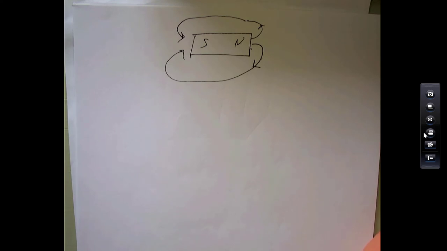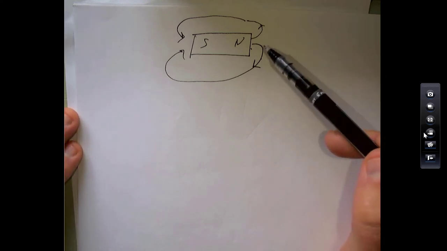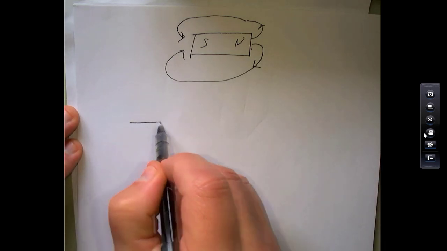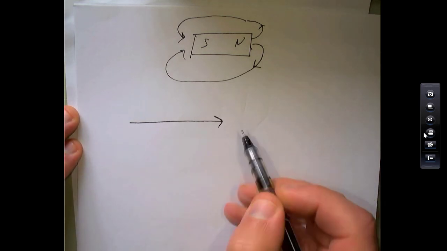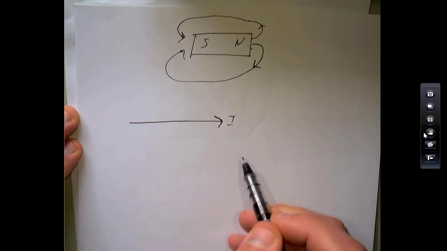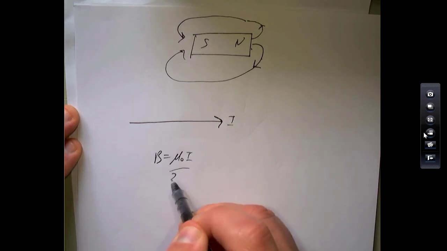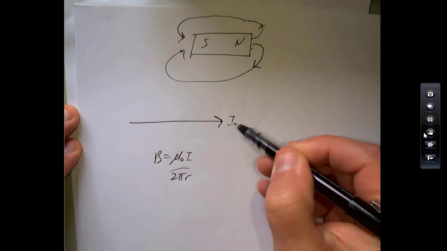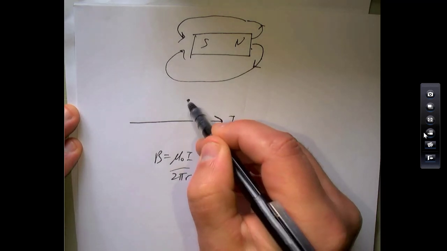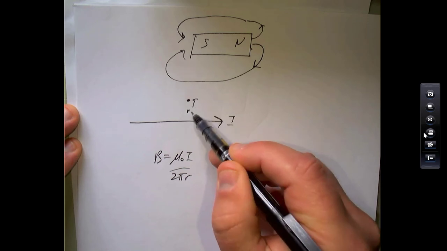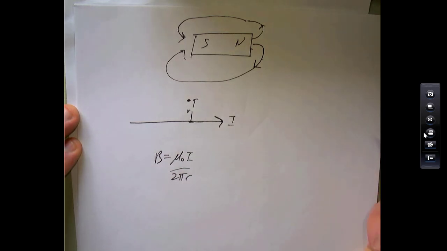So we have 3 different scenarios where we could actually calculate the magnetic field. The first one we looked at was a long straight wire. So if current is flowing this way, the magnetic field is mu0 I over 2 pi r. So I is the current flowing, r is the distance from the wire to the point that we're talking about. Hopefully that looks okay.